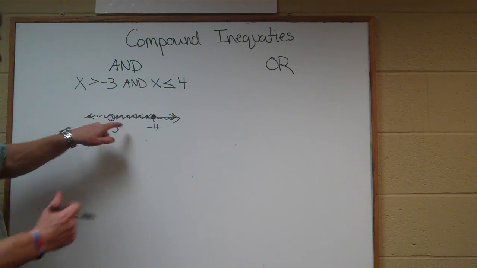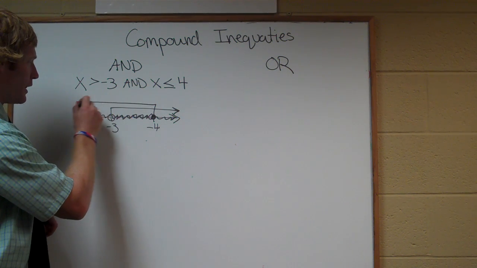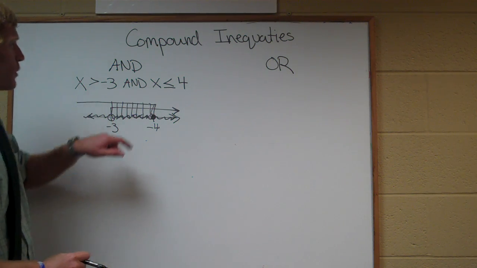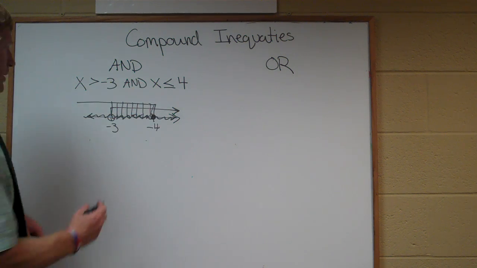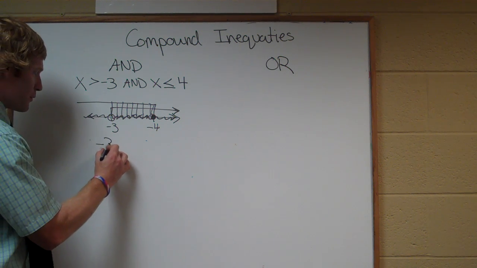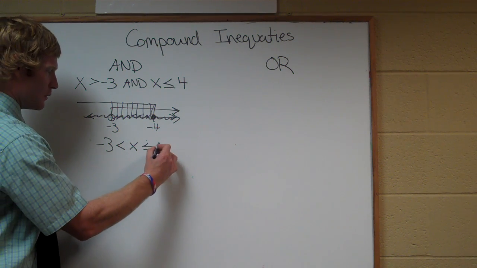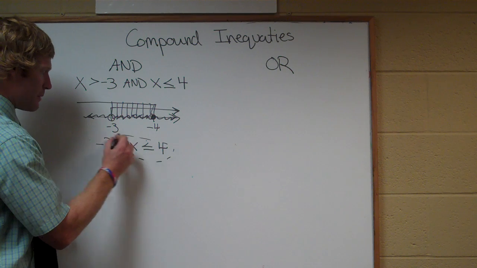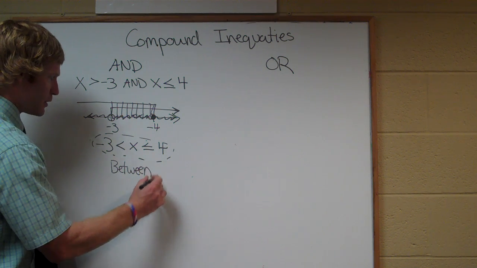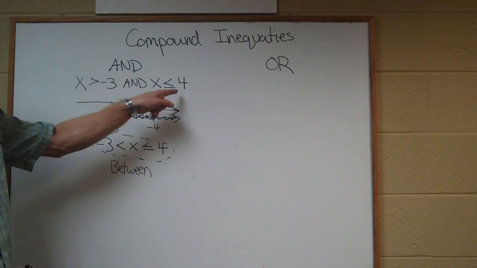So when I'm working through, I got to see where these overlap. Noticing this one is going to the right with an open circle, and this one going to the left. And I see that they share this shaded region. So as I write and statement in this situation, as I combine these two, it's going to be -3 less than x, which is less than or equal to 4. This type of statement right here is called a between statement. Because again, my x value must be between -3 and 4.